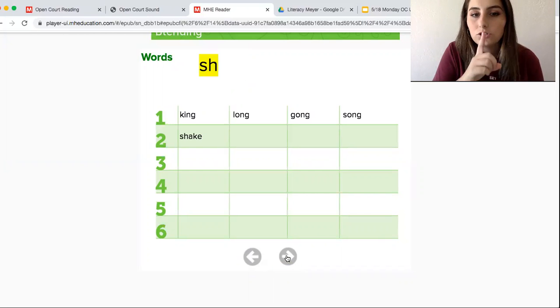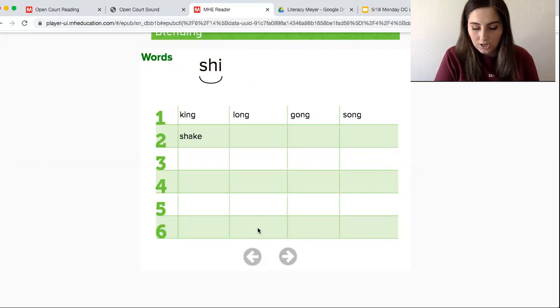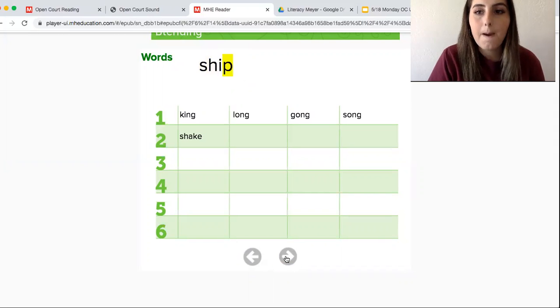Next, sh. It, blend, sh. Blend, ship. What's the word? Ship.